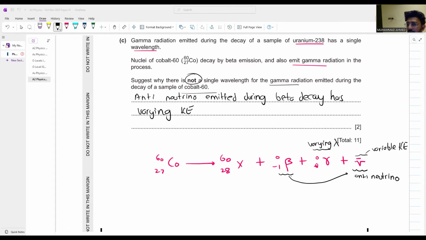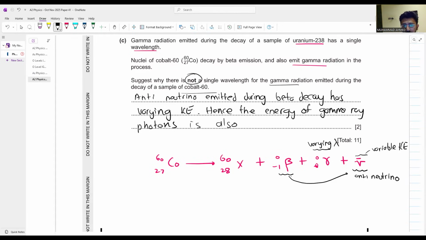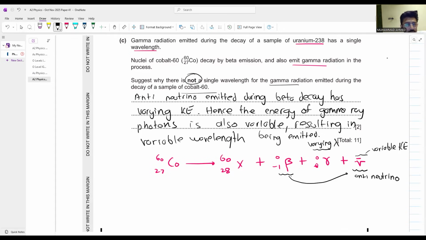Hence the energy of gamma ray photons is also variable, resulting in variable wavelengths being emitted. Simple. Let's move ahead.